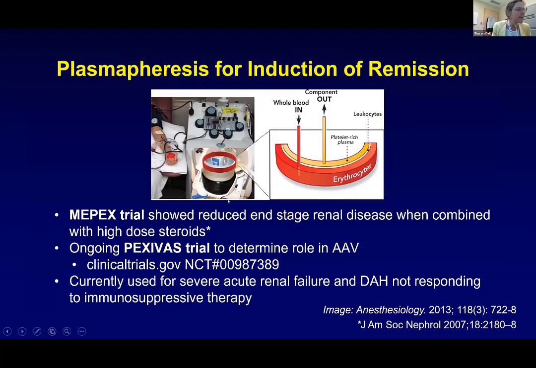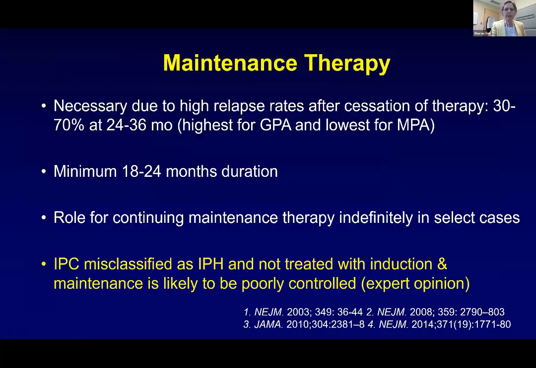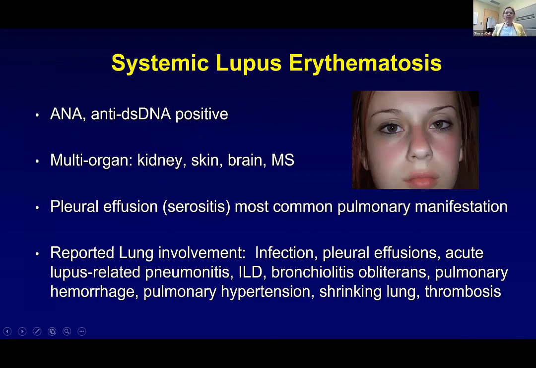Plasmapheresis is a therapy that is reserved for children who present with end-stage renal disease and diffuse alveolar hemorrhage that's not responding to other immunosuppressive therapy. And that's all I'm going to say about that for now. I think I've already made most of those points, so I'm going to move on and just say a little bit about lupus.